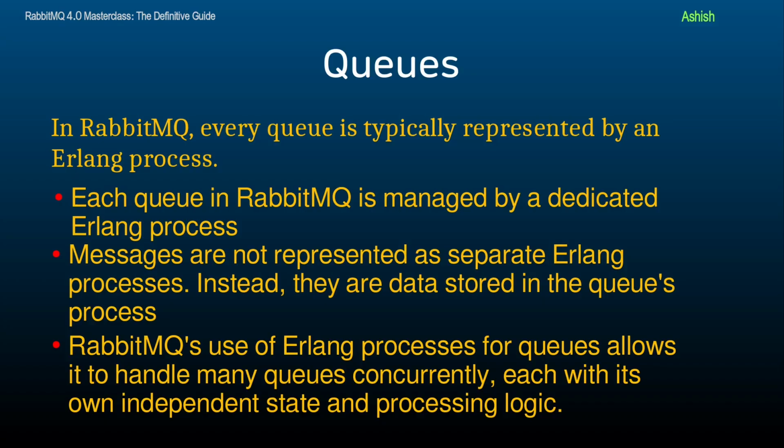So to summarize it, in RabbitMQ, it's the queue itself that is represented by an Erlang process, not every individual message within the queue. The Erlang process managing the queue handles the messages stored in it and ensures they are delivered and processed according to the queue's configuration.